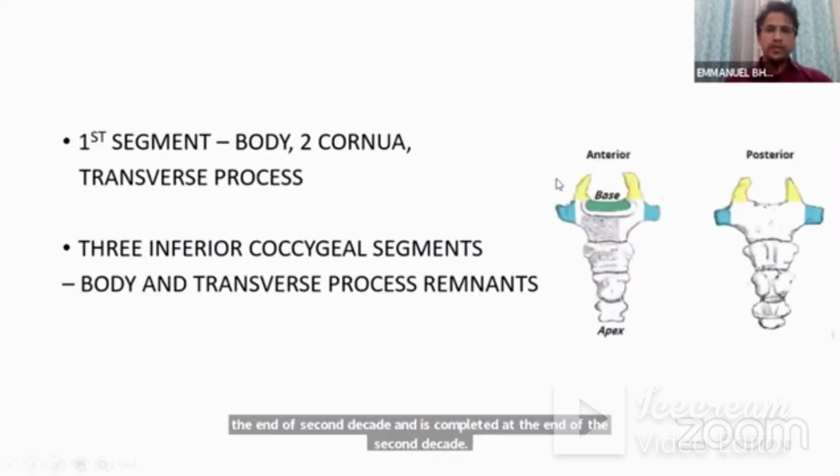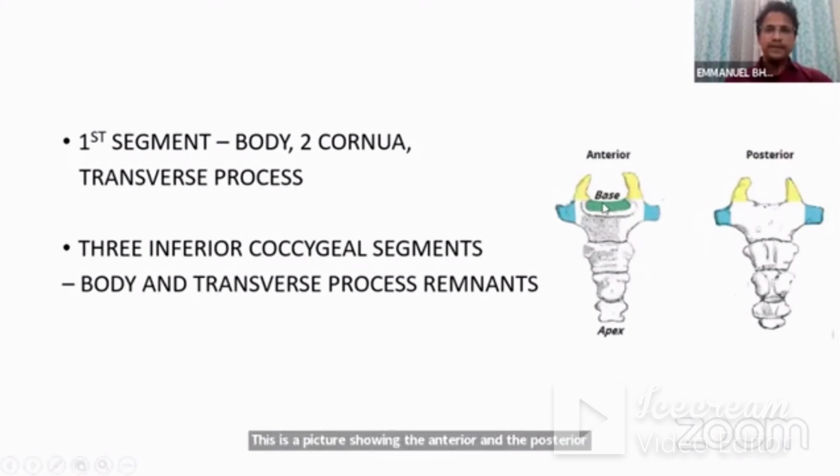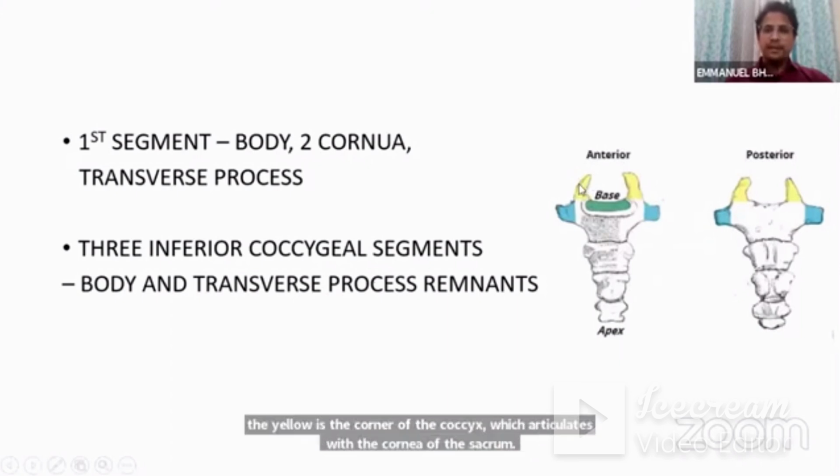Now, this is a picture showing the anterior and the posterior surface of the coccyx. If you look at the first segment of the coccyx, it has a body here. The blue is the transverse process of the first segment. The green is the articular surface, which articulates with the sacrum S5 segment, forming the sacrococcygeal joint. And the yellow is the cornu of the coccyx, which articulates with the cornu of the sacrum that forms the sacral foramina for exiting of the S5 nerve root.